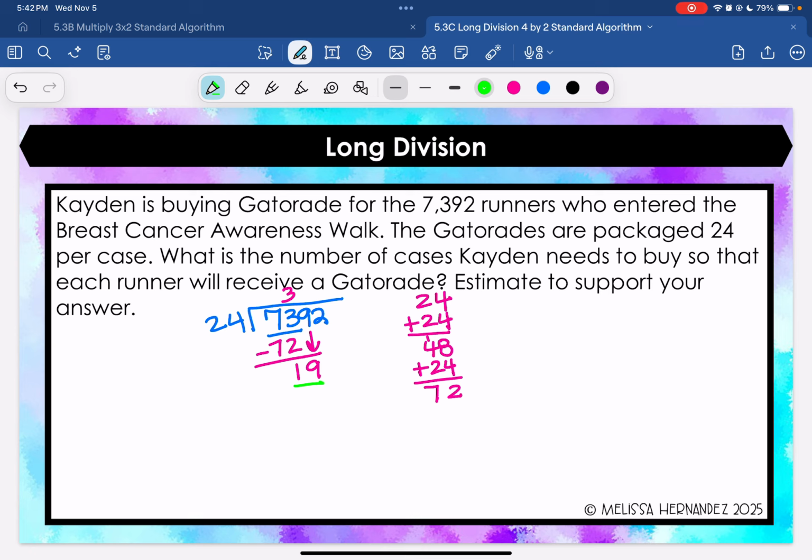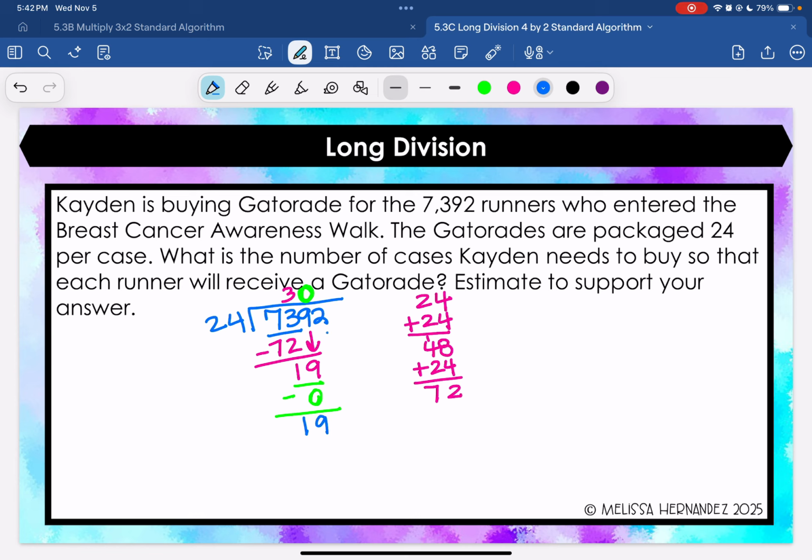Now you can't just bring down another number. This is your division problem. You have to prove how many times it goes in. It doesn't go in at once because it's smaller. So what you do is you put a 0 right above the 9. 0 times 24 is 0. Subtract it the way you did the 72. You end up with 19.